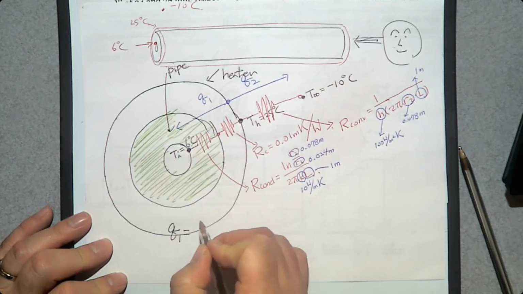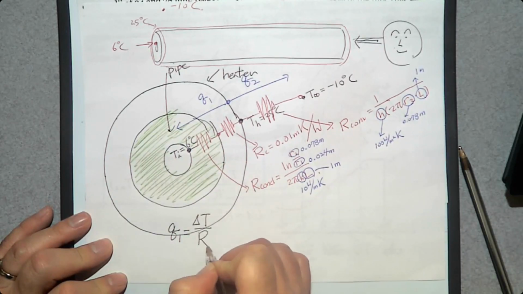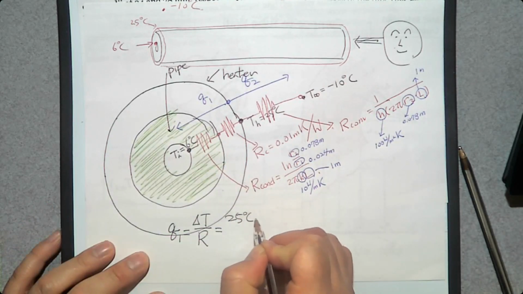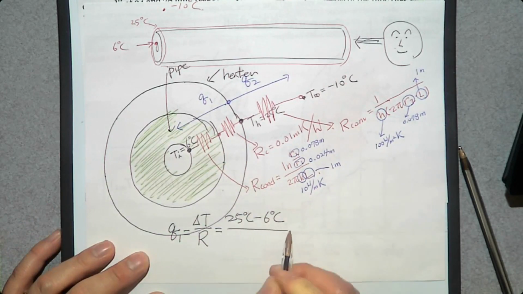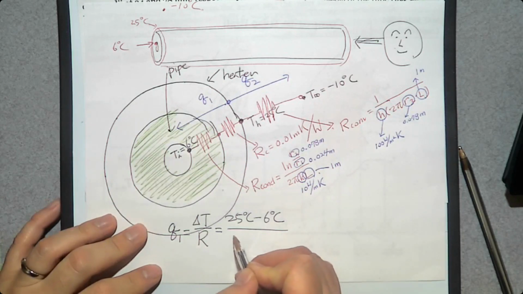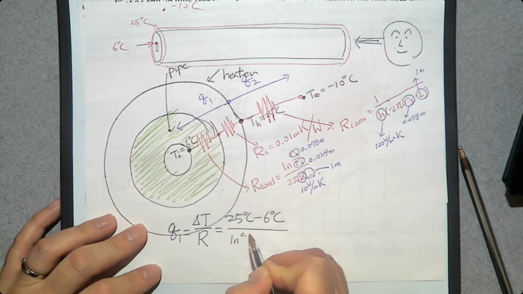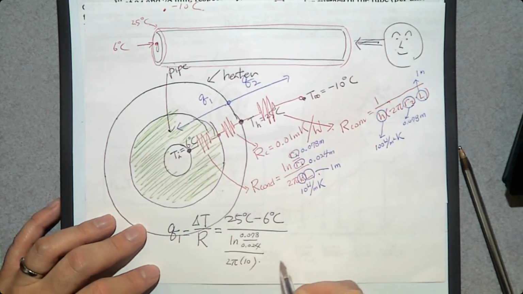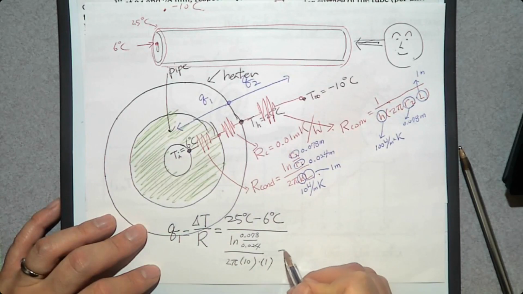Q1 can be determined by delta T over R. What is delta T? 25, 6. 25 degrees Celsius minus 6 degrees Celsius. And how many resistances? Two of them. Conduction resistance and contact resistance. Conduction resistance, which is natural log 0.078 divided by 0.024 divided by 2 pi k, 10, times the length of the pipe, 1 meter, plus 0.01, which is the contact resistance.